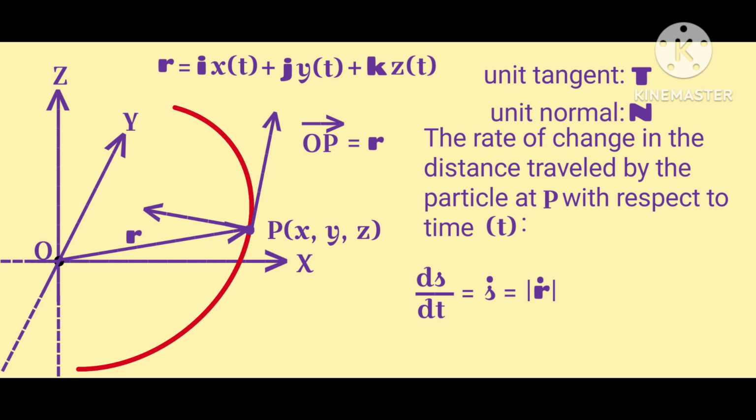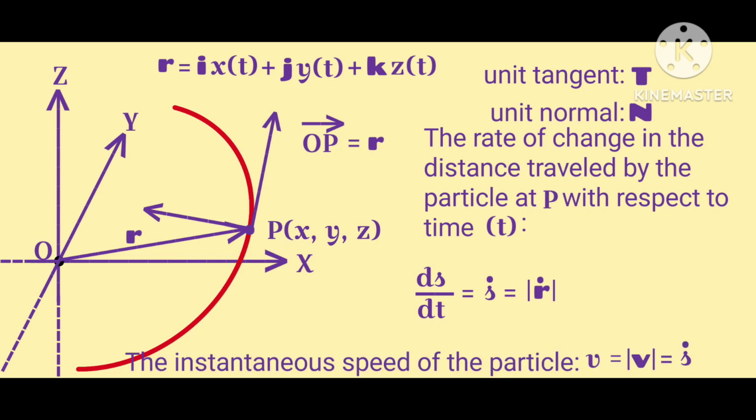The rate of change in the distance traveled by the particle at point P with respect to time is equal to the magnitude of the rate of change in the instantaneous position of the particle at point P with respect to time. This is also the instantaneous speed of the particle, and this is equal to the magnitude of the instantaneous velocity of the particle.